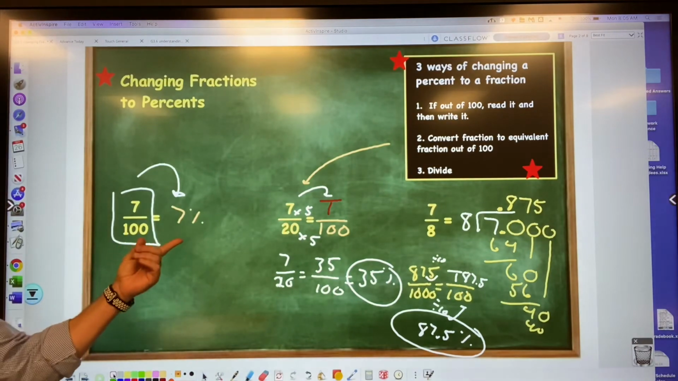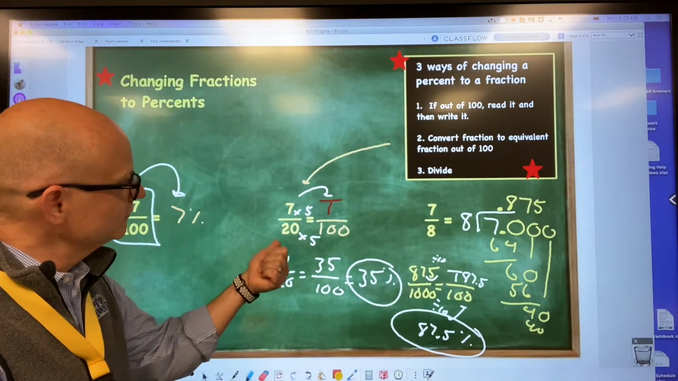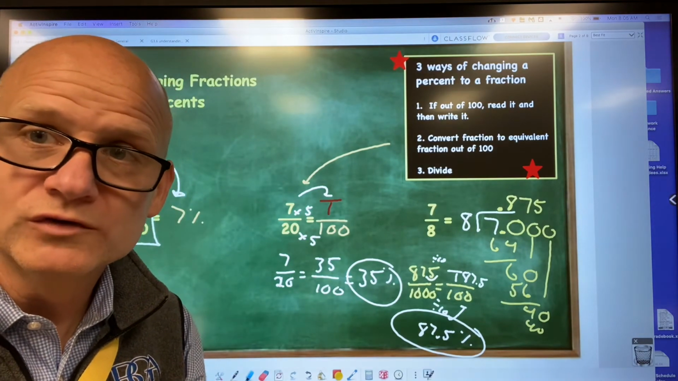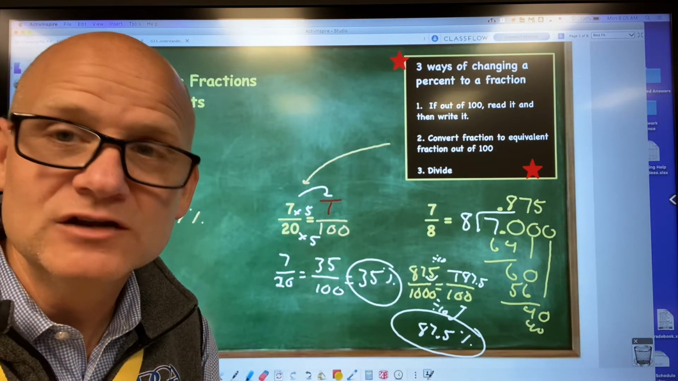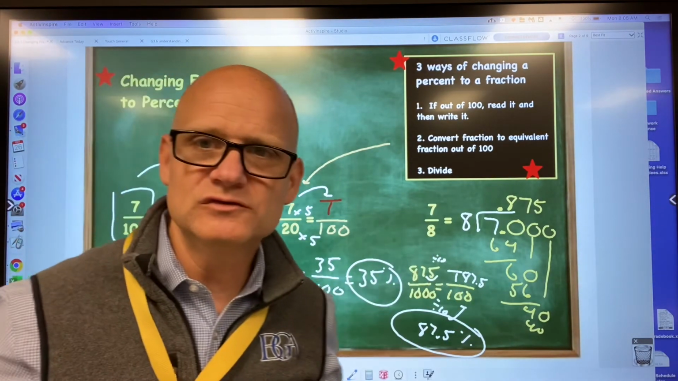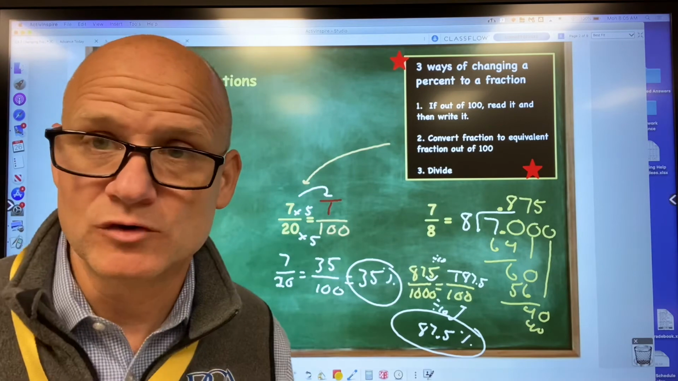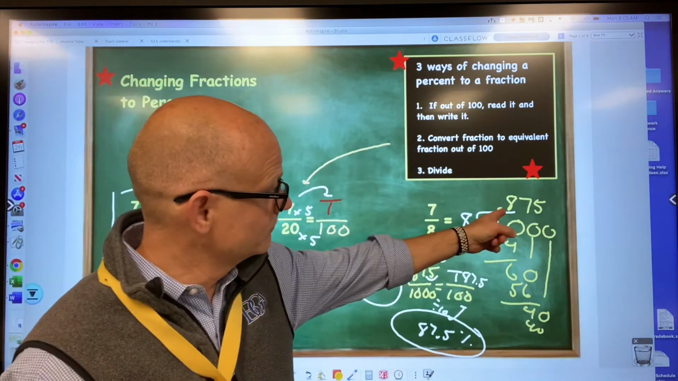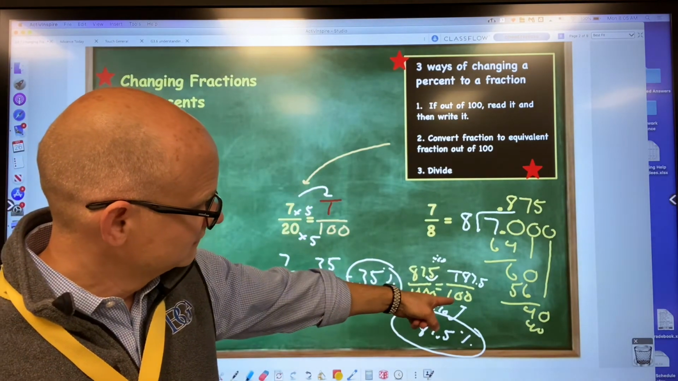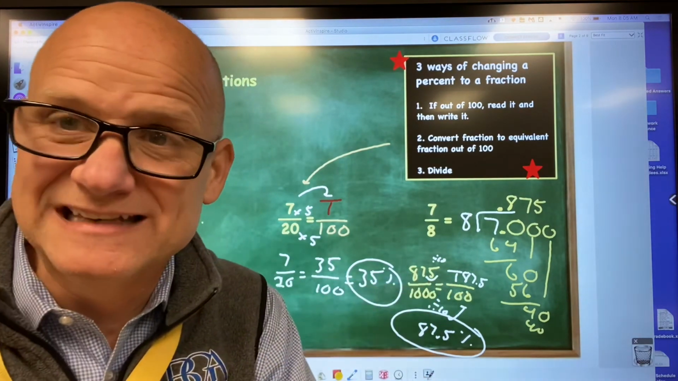So there's three ways that you can change a fraction to a percent. One, just read it, then write it. That's if it already is out of 100. Two, you can find the equivalent fraction out of 100. If the fraction's denominator can go into 100 evenly, then you can just find its equivalent value. So 7 out of 20 equals what out of 100? 35 out of 100. And the last way is you can do division. You can always divide the denominator into the numerator and change that to a decimal, which you can then change to a percent. Here, we changed it to 0.875, which means 875 out of 1,000. And what did I do? I divided by 10 to get it to out of 100. So I divided 875 by 10, which is 87.5.